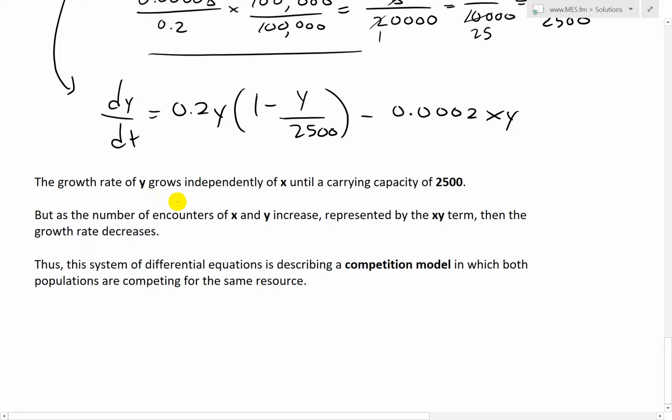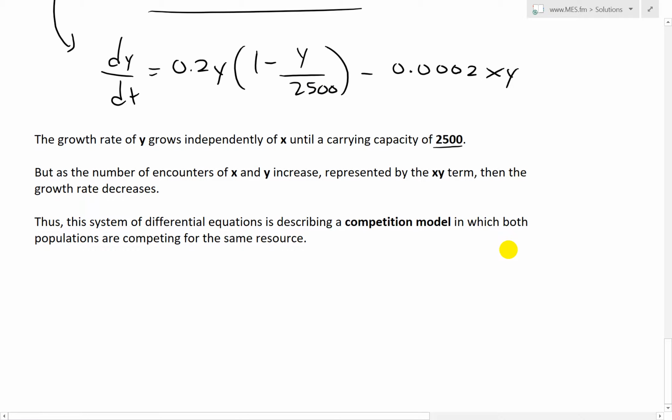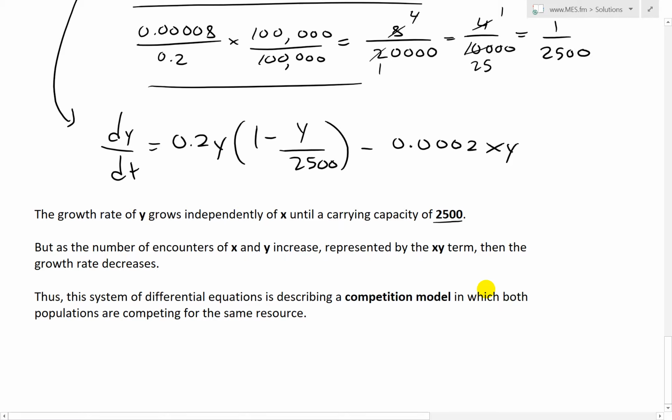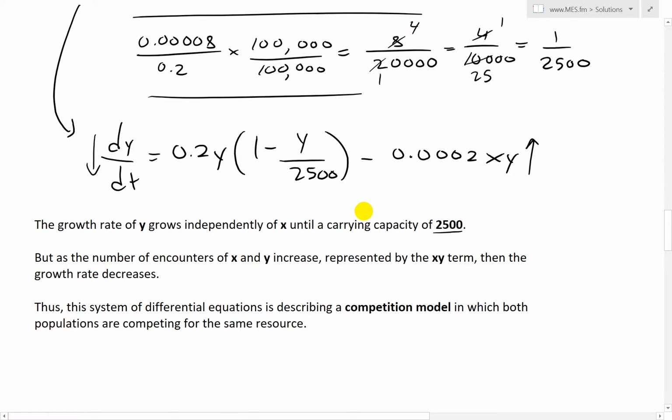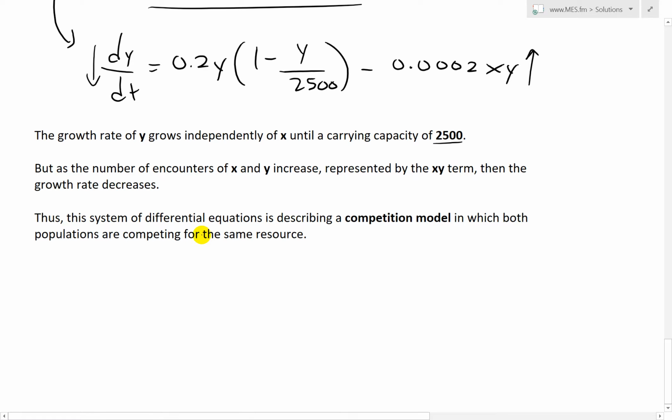So the growth rate of y grows independently of x until a carrying capacity of 2,500. So if there's no x right here, if that's a 0, then this just grows until carrying capacity 2,500, just because it's a logistic model. But as the number of encounters of x and y increase, represented by the xy term, then the growth rate decreases. So basically, if you increase this term, this decreases, in exactly the same form here. So increase, decrease. Thus, this system of differential equations is describing a competition model in which both populations are competing for the same resource.